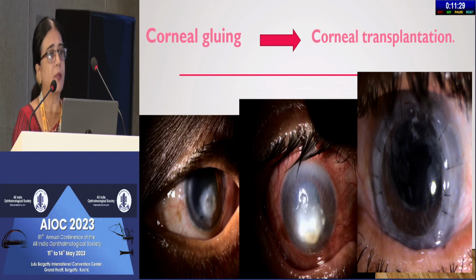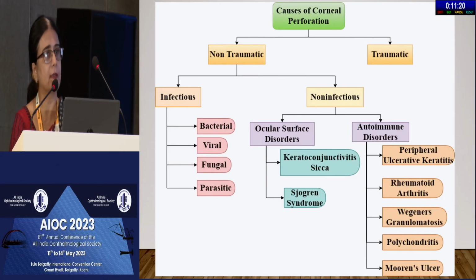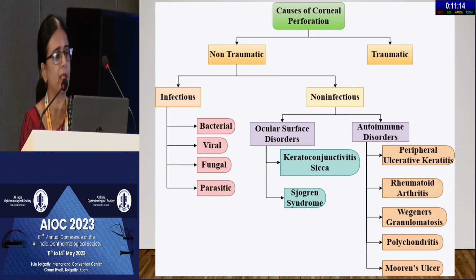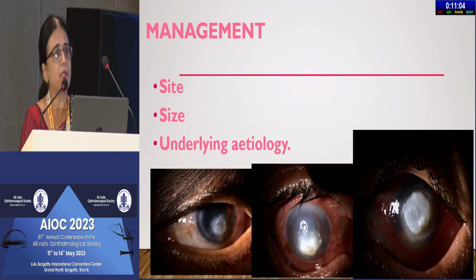So I would take you through the simple temporizing measure of corneal gluing, or the glue BCL, to the more permanent measures of corneal transplantation in this presentation. The causes of corneal perforation can be both traumatic and non-traumatic. What we come across generally are infectious causes, and various autoimmune disorders, peripheral ulcerative keratitis and Mooren's ulcer. So the management of such cases would depend on the site, the size, and the underlying etiology.